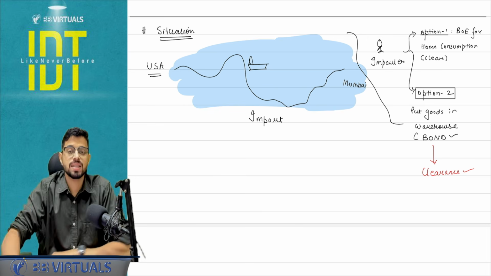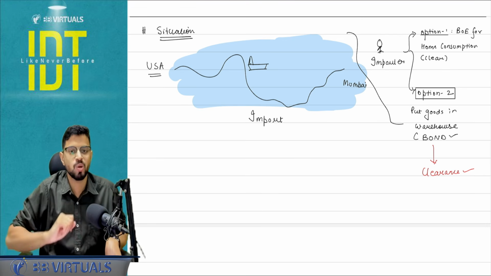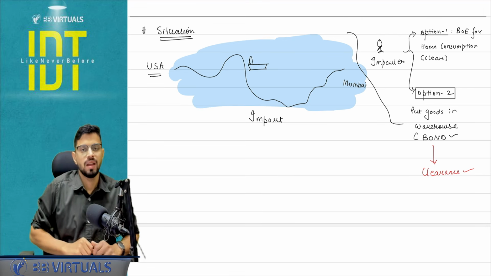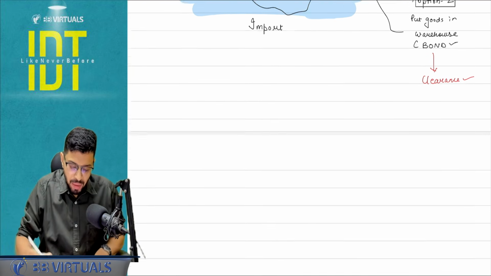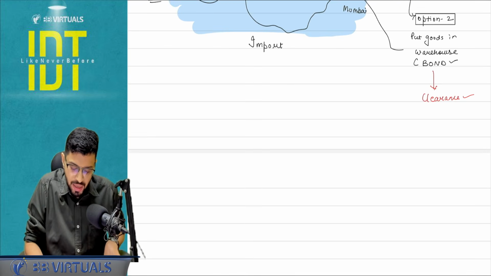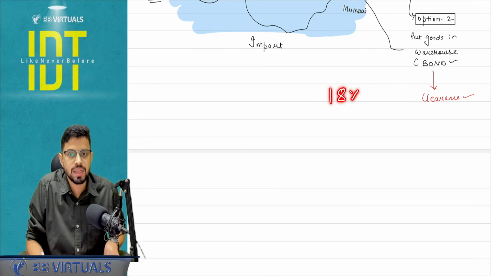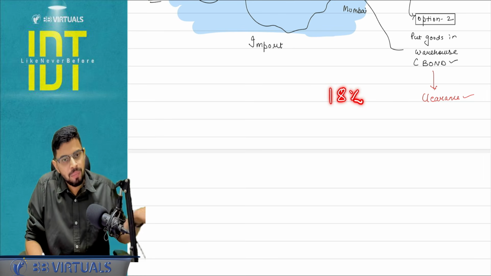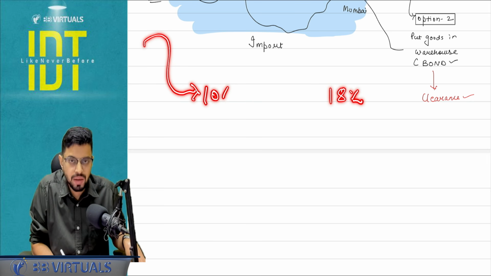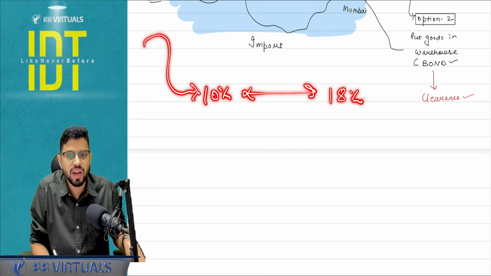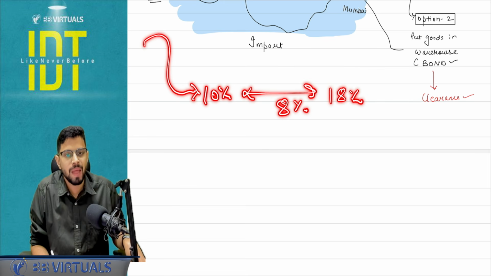Now someone may ask, sir, isn't this a double taxation? Answer is no. I will tell you why. Pay attention. If I buy an item from India, let's say the rate is 18% GST. And if I buy an item from abroad, let's say the custom duty is 10%. So still there is a difference of 8%. Are you understanding this?